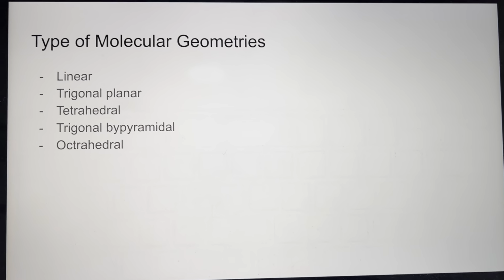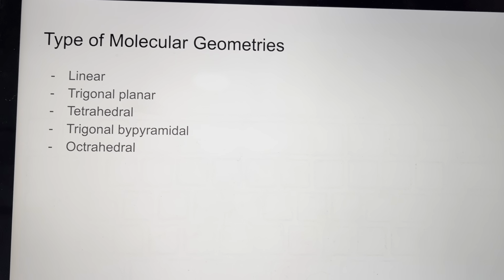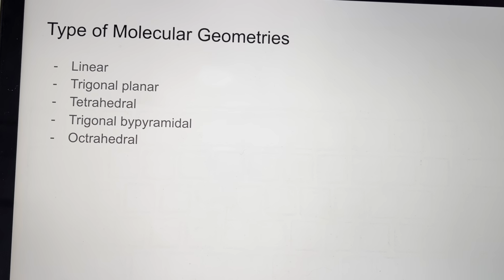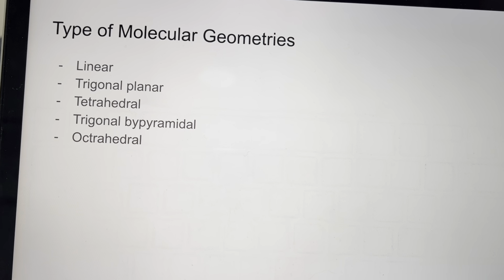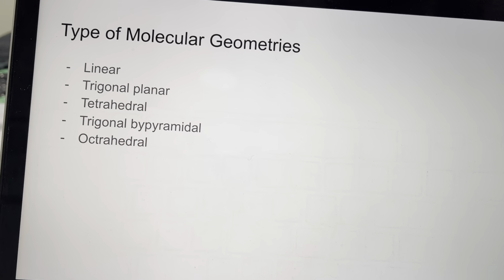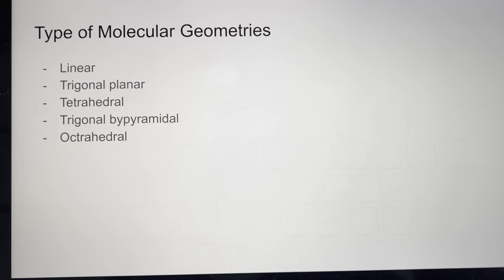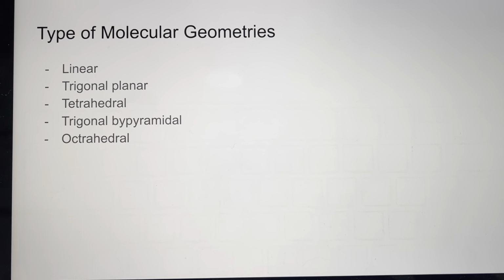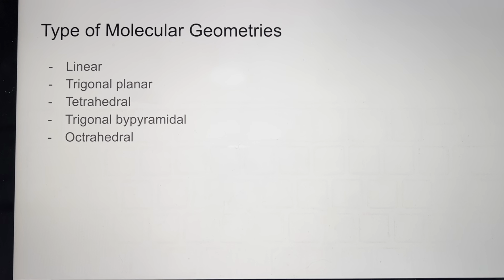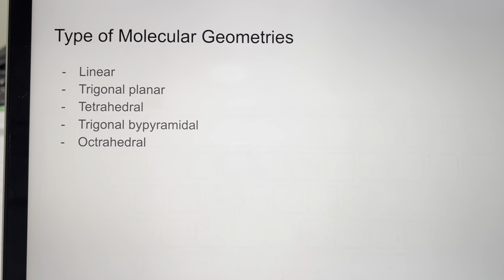So today I'm going to be talking about different types of molecular geometries using the VSEPR model, or the valence shell electron pair repulsion. That's what that stands for. So using that model, you can predict the type of structure of nearly any molecule. And so there's 5 different types. So I'm going to talk about linear shape, trigonal planar shape, tetrahedral, trigonal bipyramidal, and octahedral.